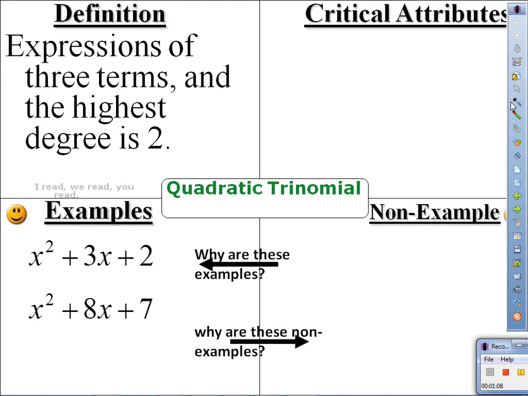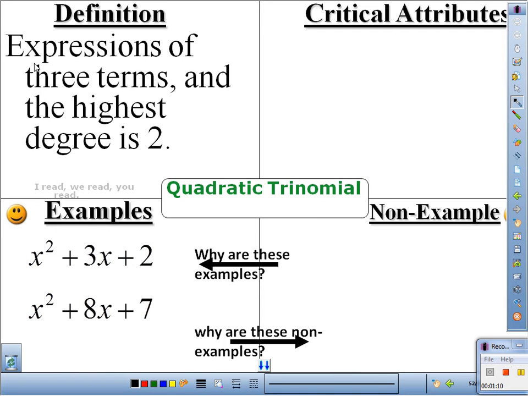All right, here we go. According to the definition, it says expression of three terms with highest degree 2. So we have an expression here. Do they have three terms? 1, 2, 3. Yes. Highest degree. Let's check for highest degree. What is the degree of this term? 2. This term? 1. This term? 0. Highest degree is 2.